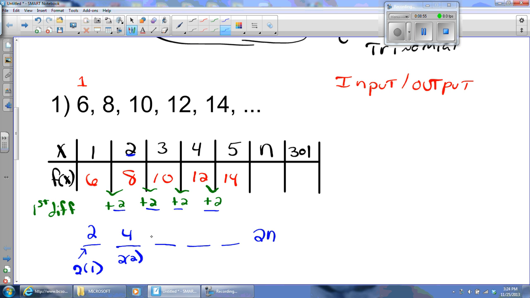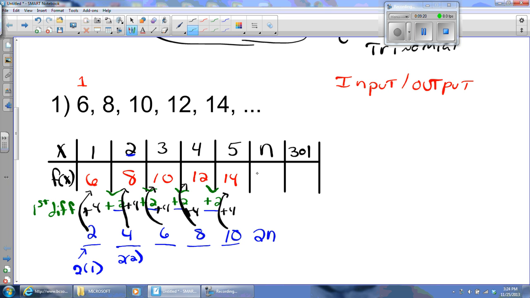All right, 2 times 3 is 6. 2 times 4 is 8, and then 10. Now I do my comparison. I ask myself, how do I turn 2 into 6? Well, I add 4. 4 into 8, I add 4. 6 to 10, I add 4. 8 to 12, you guessed it, I add 4. 10 to 14, I add 4.